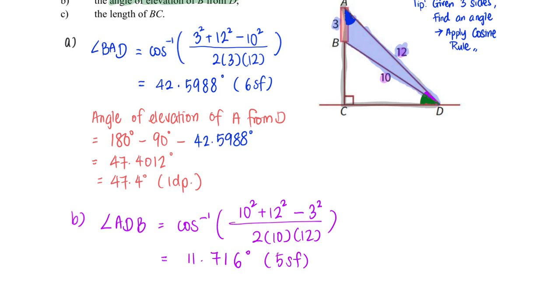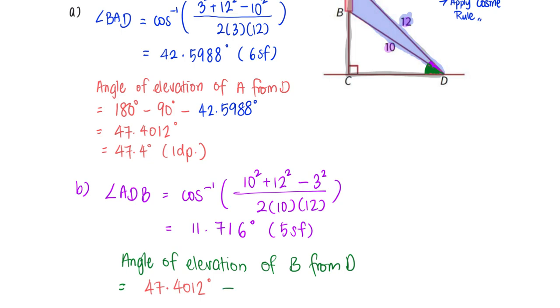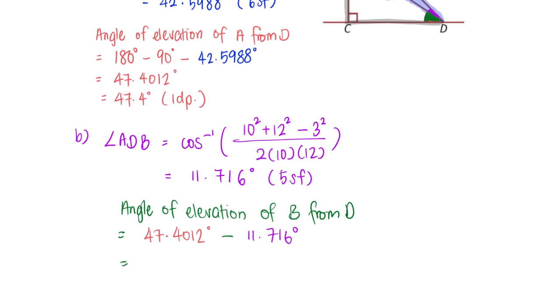And then my green color angle, which is the angle of elevation of B from D, will be equal to 47.4012 minusing my purple color angle, and this will give me a value of 35.6852 degrees. This is 6 significant figures, 35.7 degrees, 1 decimal place.